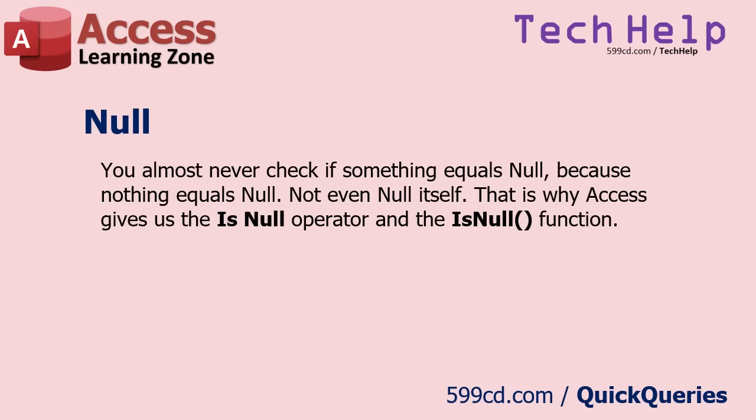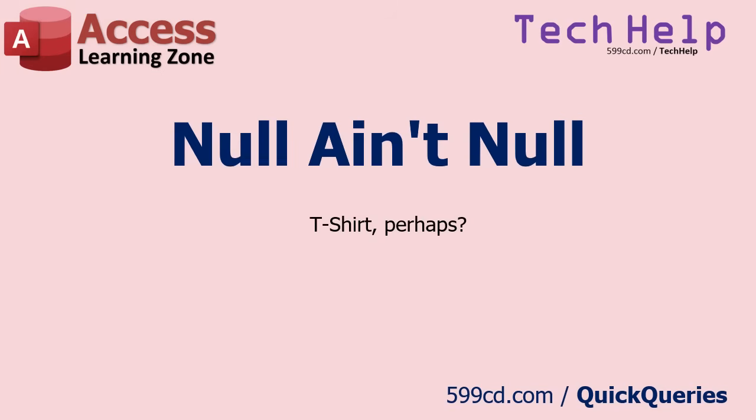So in review, you almost never check to see if something equals null with the equal sign because nothing equals null. Not even null itself. That's why Access gives us the Is Null operator, or Is Not Null, or the IsNull function. And if you want a handy-dandy way to remember it, null ain't null. In other words, null will never equal null. So don't try to see if anything else is equal to null. Maybe this should go on a t-shirt or a mouse pad or a coffee mug. Put it in the store.